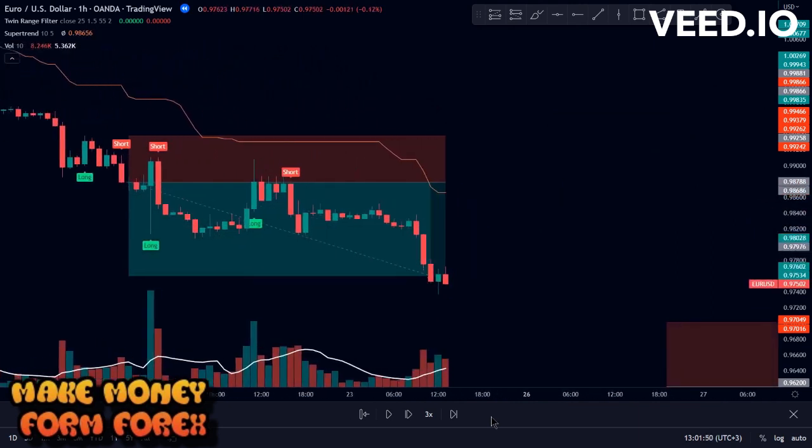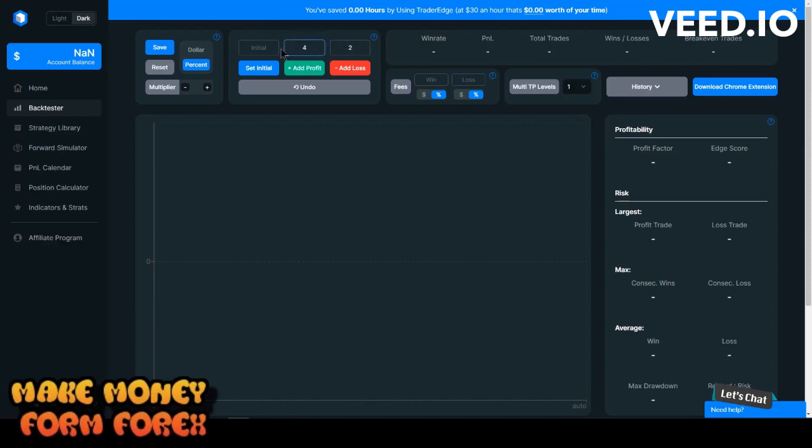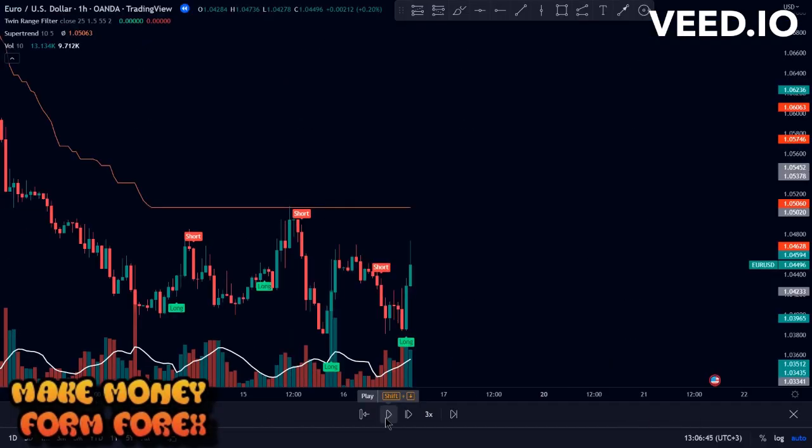The question now you may be asking yourself is, how exactly does this strategy perform in different market conditions? Well, to answer that, I'm gonna backtest it 150 times using a risk to reward ratio of 1:2. The account size is gonna be set at $1,000 and we're gonna be risking 2% of that every time we take a trade. Let's get started.